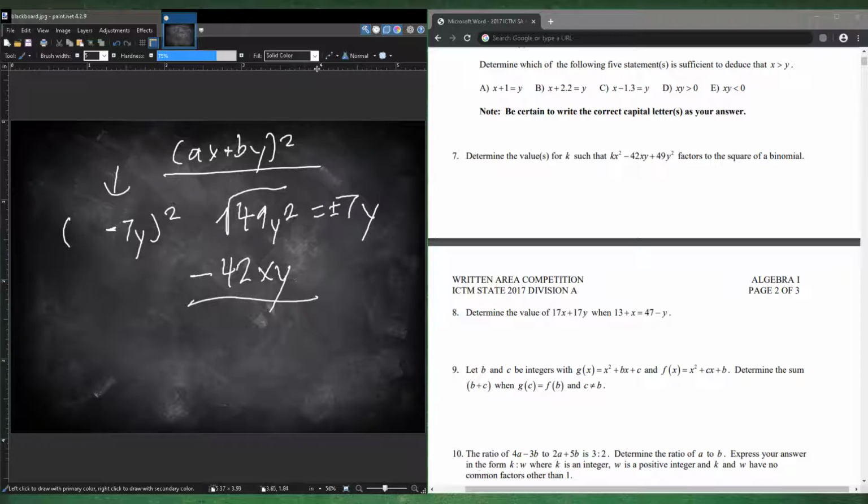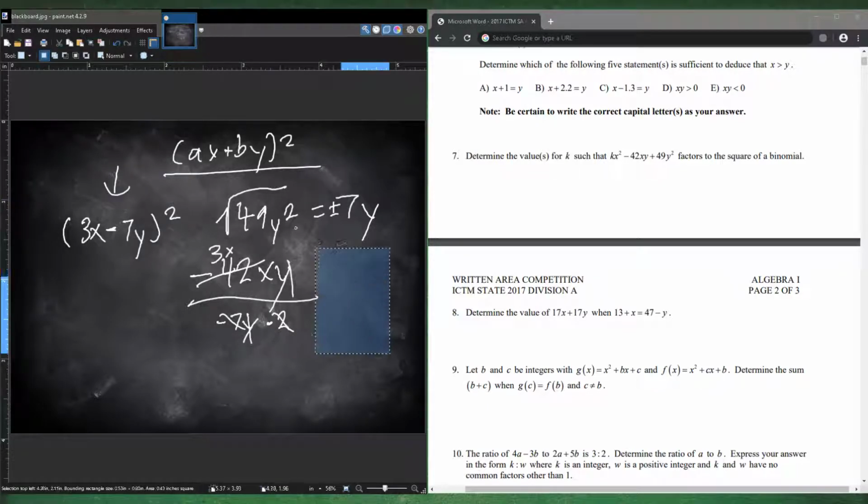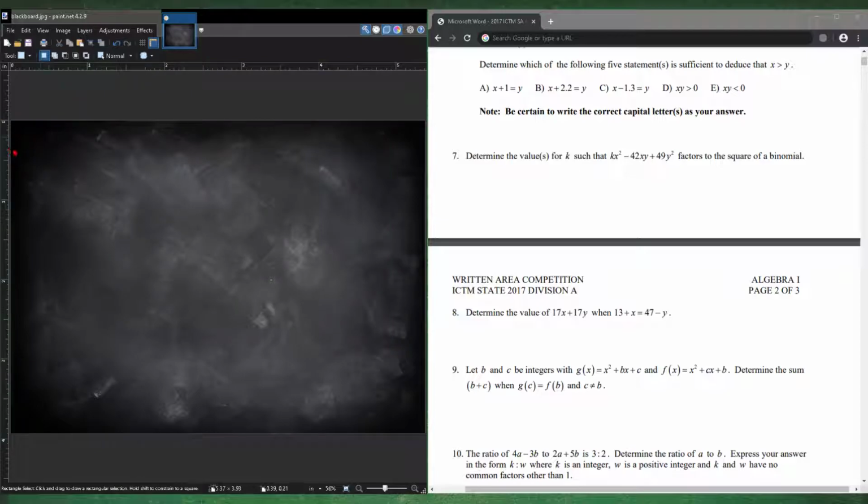So to get the next term, we just have to take the negative 42xy divided by this number, which is negative 7y, which is what we have, and then also divided by 2. It's always going to be a 2. So the y cancels out with the y. That makes negative 14, and then divide by this, which is 3, right? So 3x. So the first term is going to be the 3x. So let's delete all this because we don't need it. Just remember what we have. So we have 3x minus 7y squared.